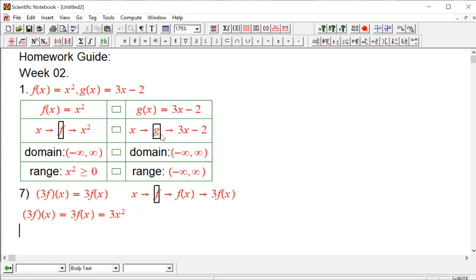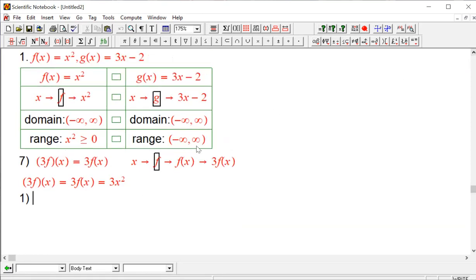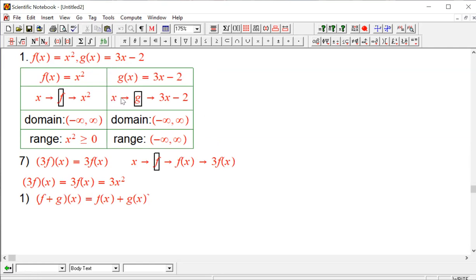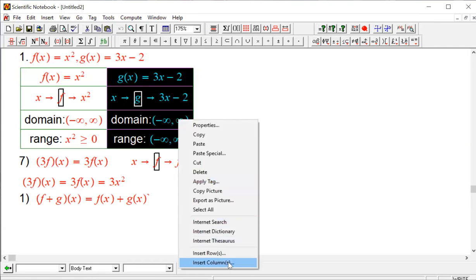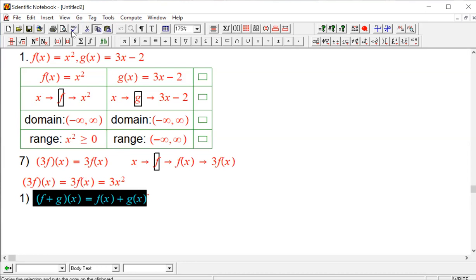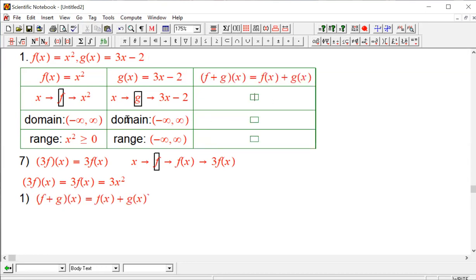Number 1 is addition. f plus g of x is equal to f of x plus g of x. We understand it as a rule. I'm going to put in another column just to review the concept. So we add a column for f plus g. The flow is: we have an input, and this input is going to be given to f plus g.